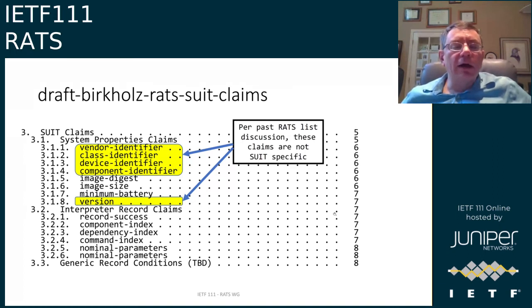I'm not going to comment on 5, 6, or 7, but the 5 that are highlighted in yellow are the ones that TEEP is currently referencing this document for, as the only document that tried to take a cut, and TEEP said, yep, that would work. But based on the past RATS list discussion, none of these are actually TEEP specific or arguably even suit specific. In the system properties claims, the ones in yellow there.